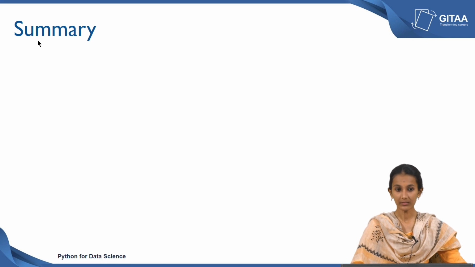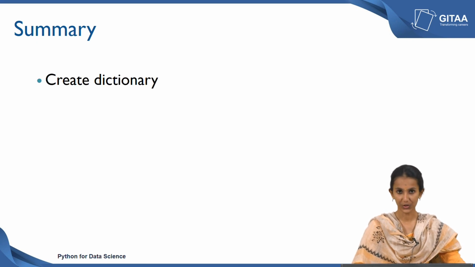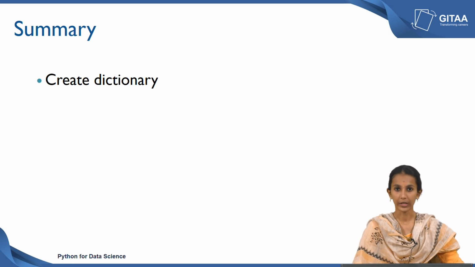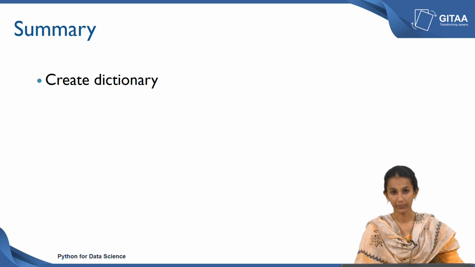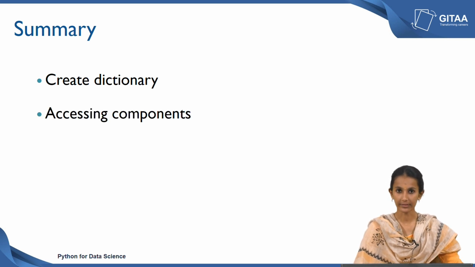So, let us summarize. We saw how to create a dictionary. Dictionaries are created using curly brackets. Apart from the curly brackets, there was also a colon. The left of the colon is called a key, and the right of the colon is called a value. The keys are immutable, and values can be of any data type. We also saw how to access the components: you can access the components of the dictionary using the keys.